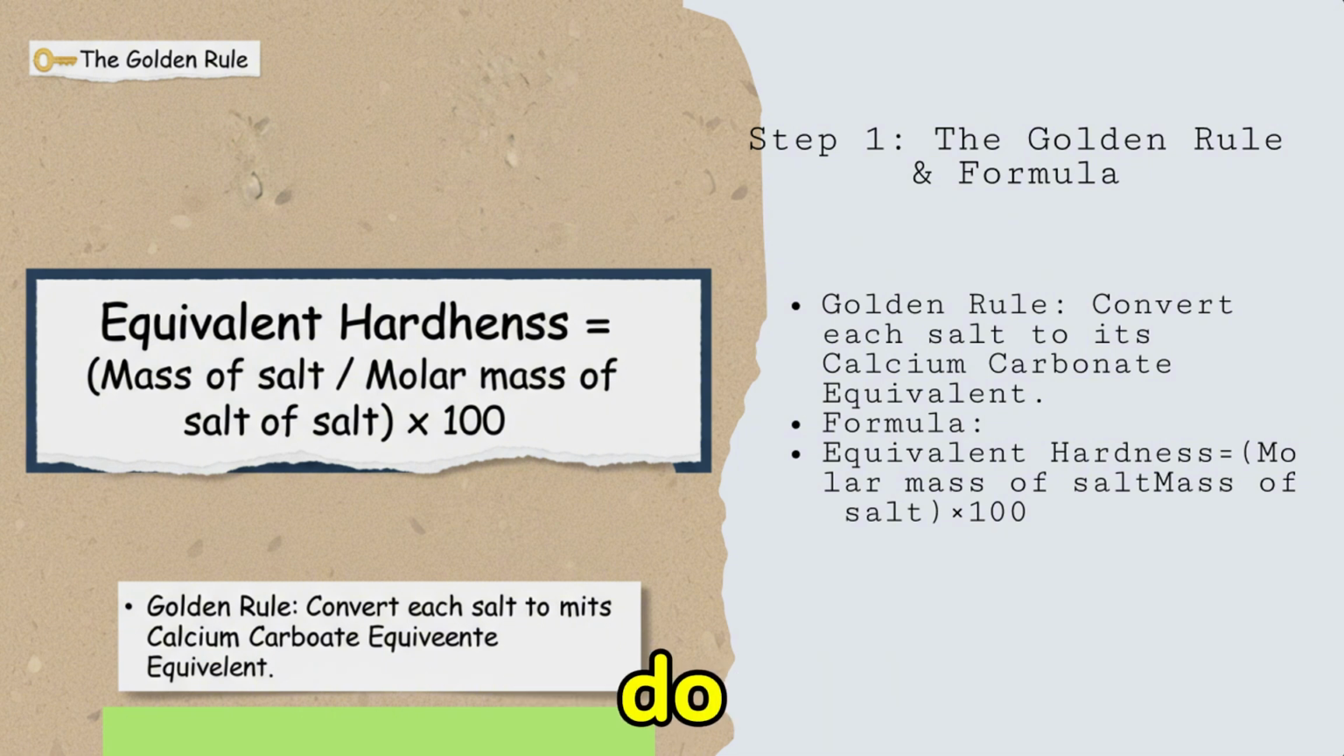The formula to do this is: equivalent hardness equals the mass of the salt divided by the molar mass of the salt, all multiplied by 100. We multiply by 100 because the molar mass of our standard, CaCO3, is 100.